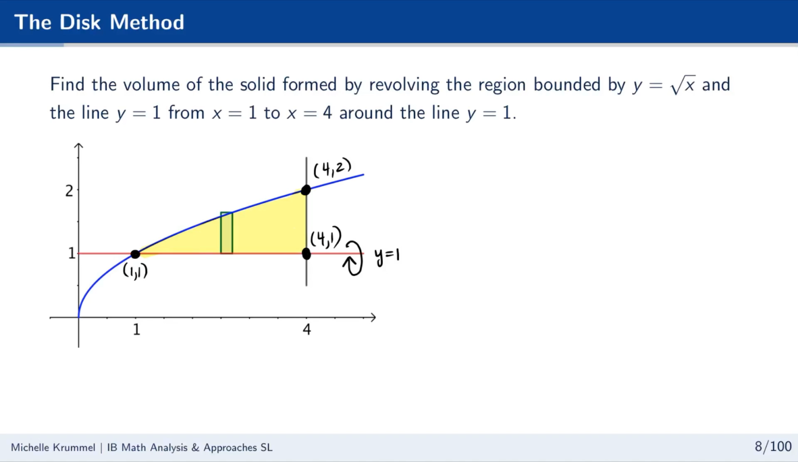Next, we're going to label the width of our rectangle. So this is a dx problem because it is a vertical rectangle. If I were to draw my disk, I'm just going to reflect my rectangle across the line of rotation, and then try to make it look three-dimensional. We've got that circular face on the side. There's my disk.